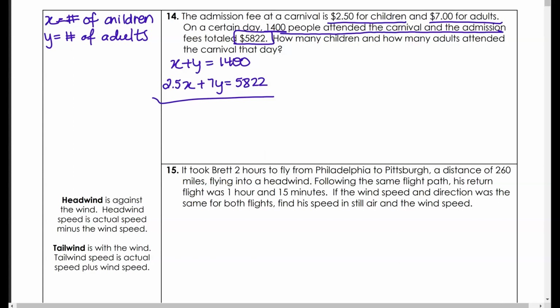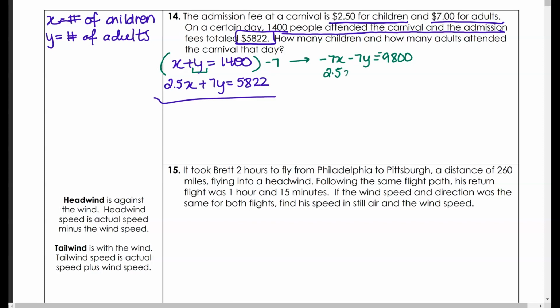So let's see if we can eliminate. Let's eliminate Y. We can multiply this top one by negative 7. So we'd end up with negative 7X minus 7Y equals negative 9,800. And then I would have 2.5X plus 7Y equals 5,822.